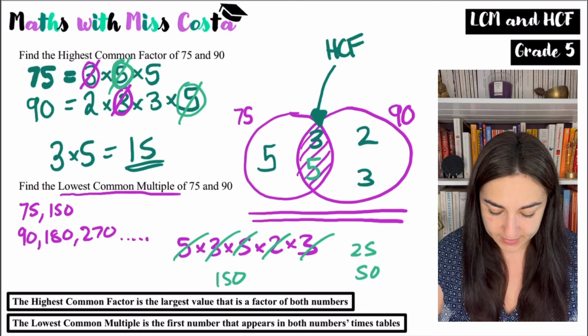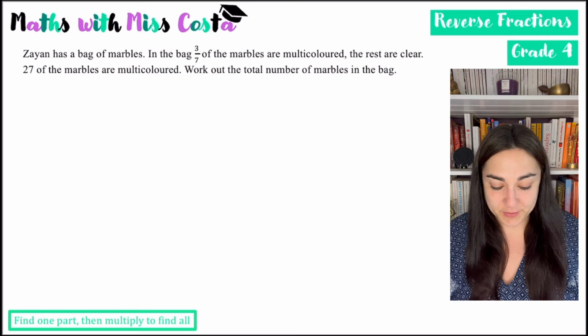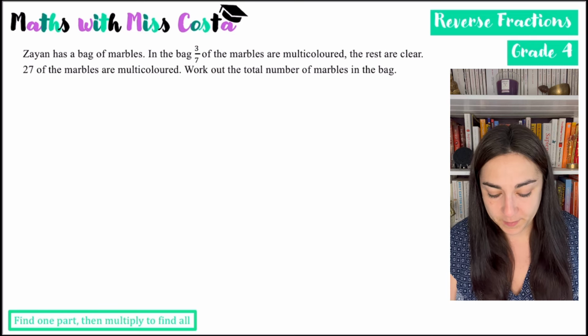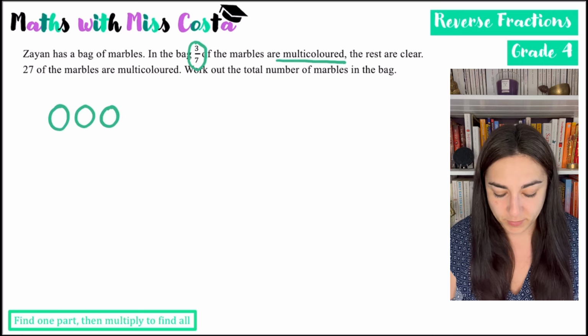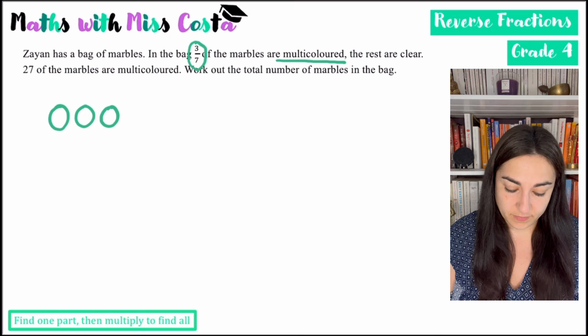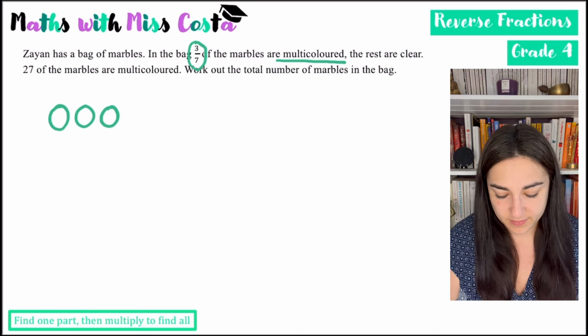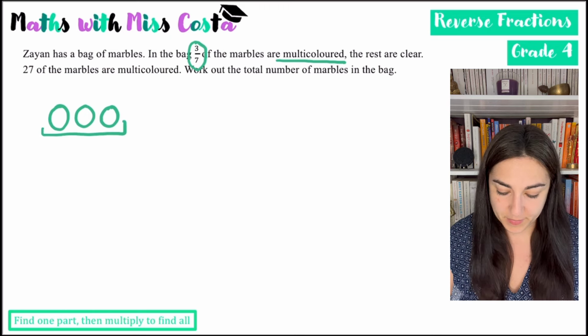So this looks like quite a straightforward question, but people always get this kind of a little bit confused. So I'm told that Zion has a bag of marbles, and in the bag, 3/7 of the marbles are multicoloured. Okay, so if you just imagine you had marbles, 3 out of a total of 7 are multicoloured.